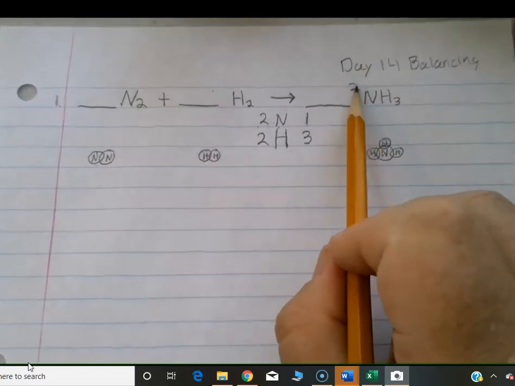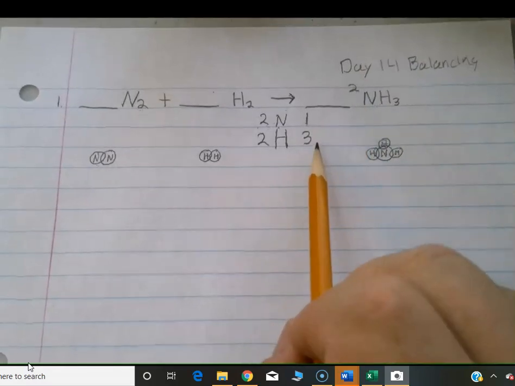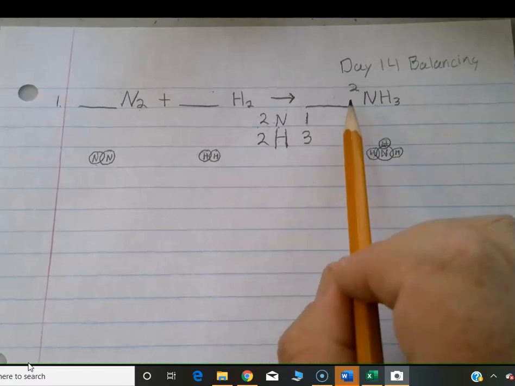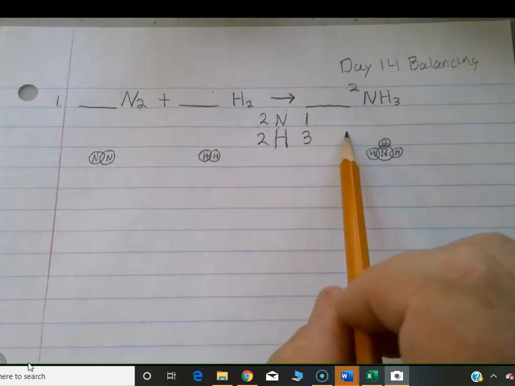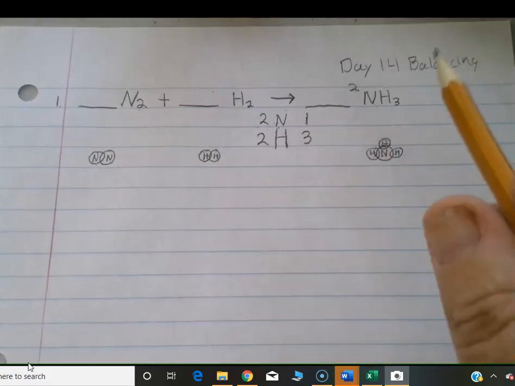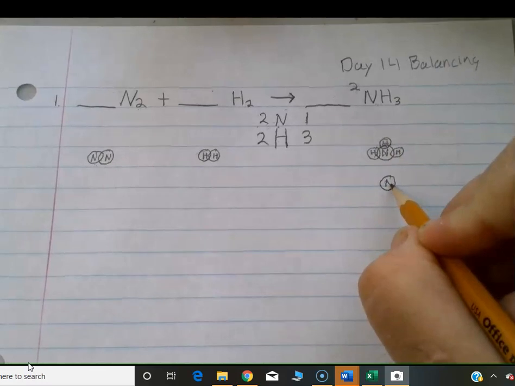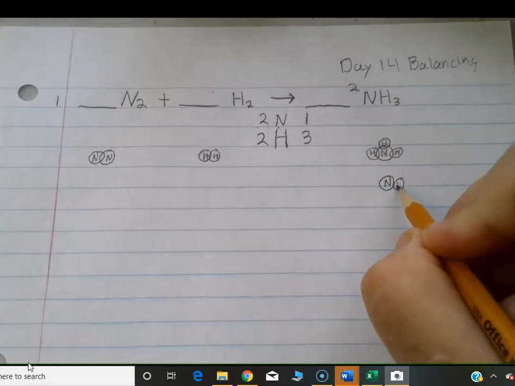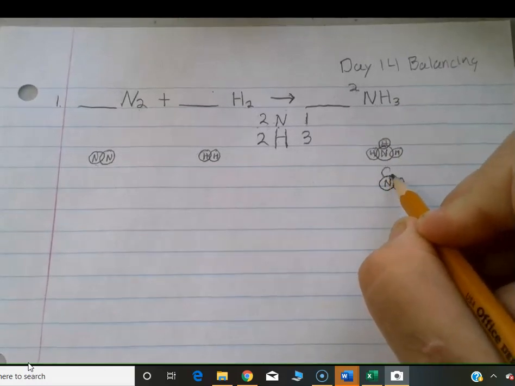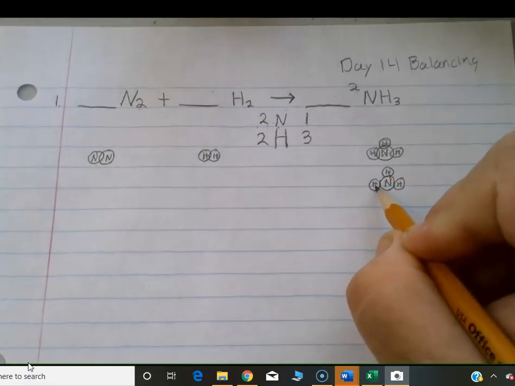The reason I'm writing it up here is that might not be my final number when I get the equation finally balanced. So I want to just put it up there to keep it out of the way. So now what I have is 2 of this entire molecule. So I'm actually going to draw this entire molecule a second time. I didn't just make 2 nitrogens, I also affected the hydrogens that are there, and I doubled all of those.